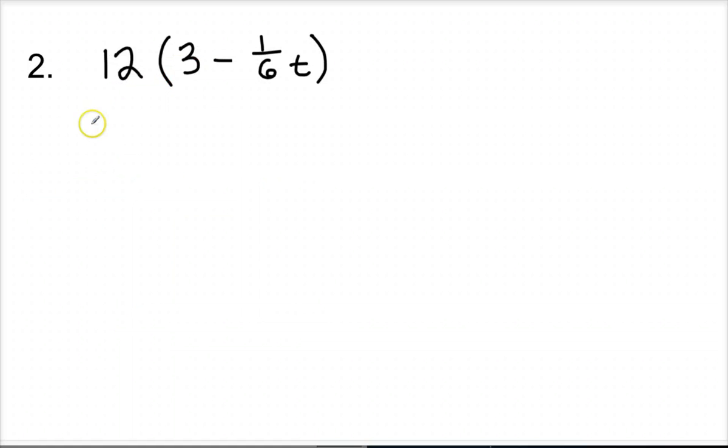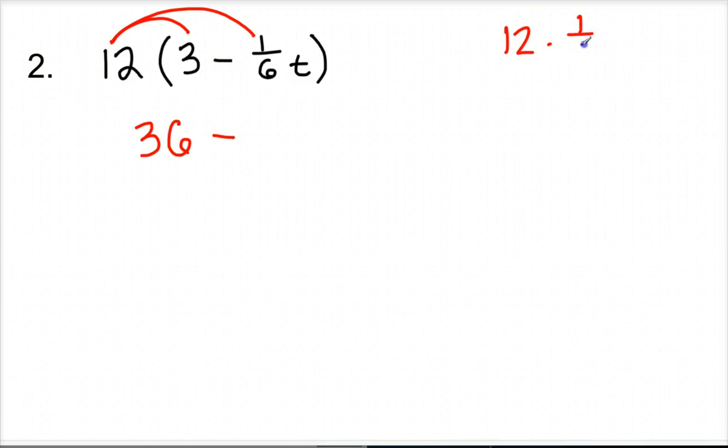In the next example, we have 12 times the quantity 3 minus 1/6 t. If you distribute your 12 to your 3, 12 times 3 gives you 36. Then when we distribute 12 to this negative 1/6 t, first thing I want you to notice is that you've got a positive 12 times a negative 1/6 t here. So a positive times a negative is going to give us a negative. 12 times 1/6 would be the same thing as 12 over 1 times 1/6, which gives us 2. So we're going to get a minus 2t. The answer to this problem would be 36 minus 2t.